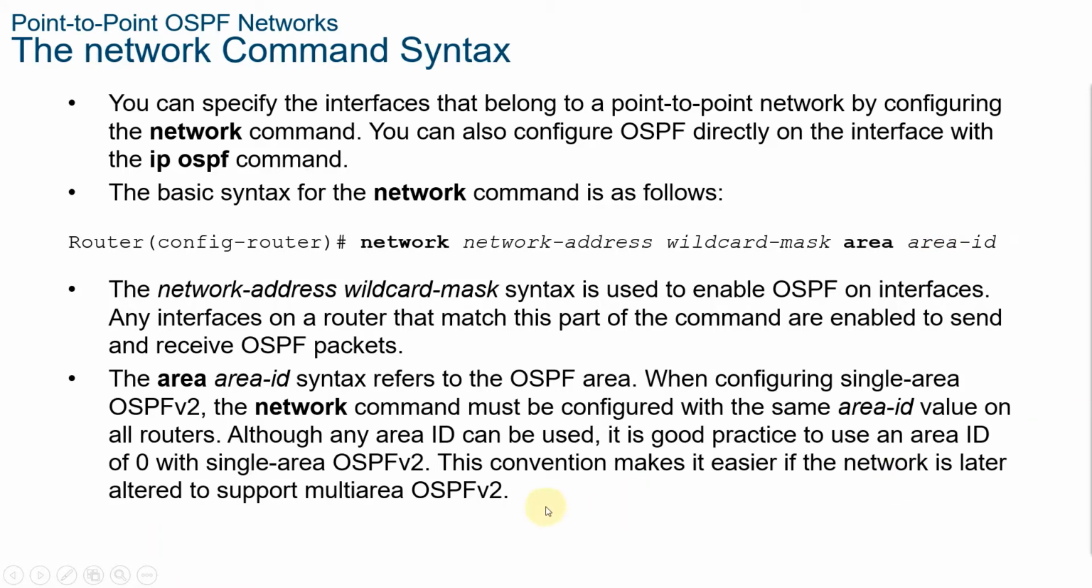The network address and wildcard mask syntax is used to enable OSPF on interfaces. Any interfaces on the router that match the network address in the network command are enabled to send and receive OSPF packets. The area ID syntax refers to the OSPF area. When configuring single-area OSPF version 2, the network command must be configured with the same area ID value on all routers. Although any area ID can be used, it is good practice to use an area ID of 0 with single-area OSPF version 2. This is a convention that makes it easier if the network is later altered to support multi-area OSPF version 2.